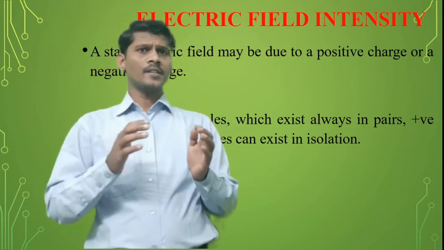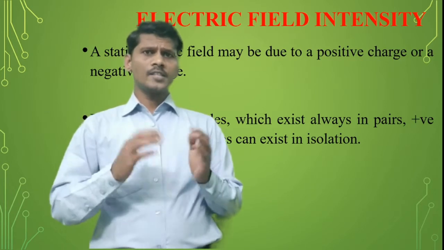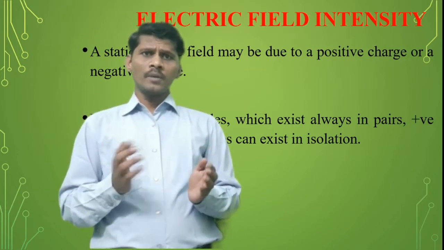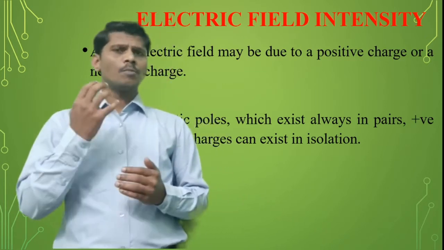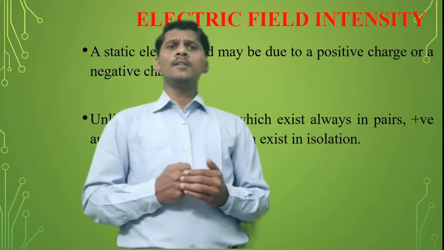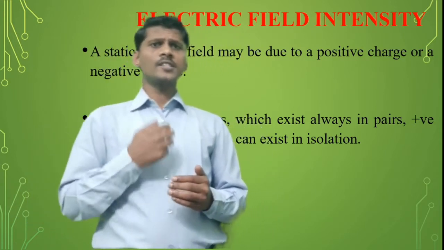In case of magnetostatics, magnetic field lines can exist in both the poles, whereas in electrostatics, positive electric charge and negative electric charge can exist in isolation.